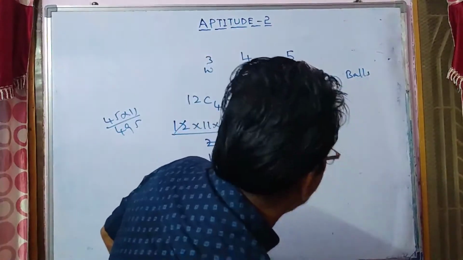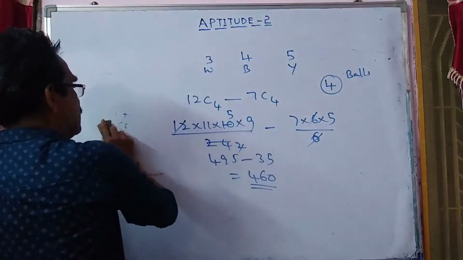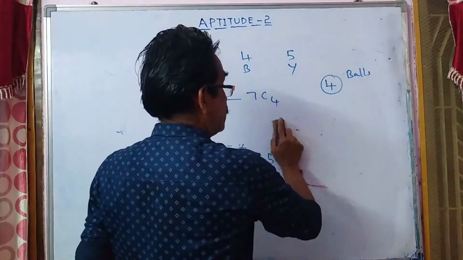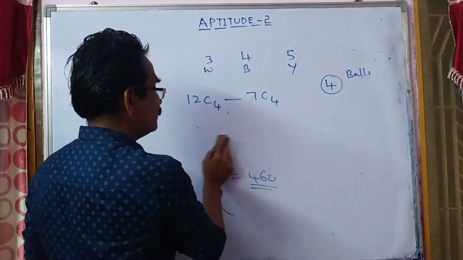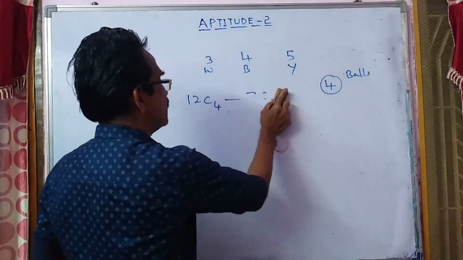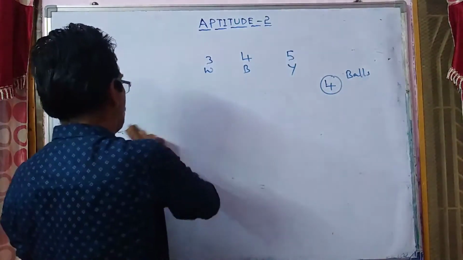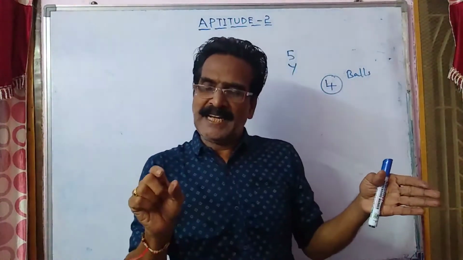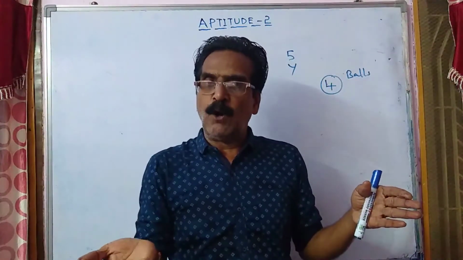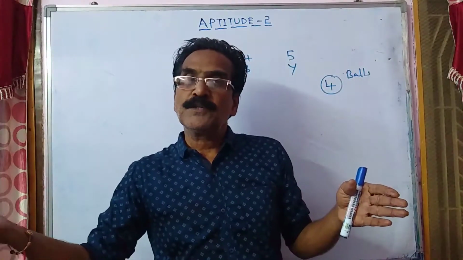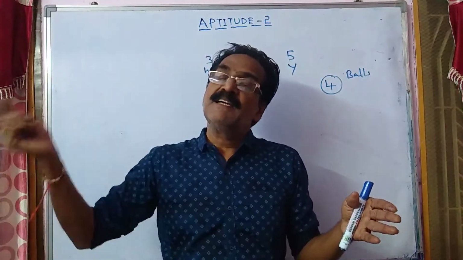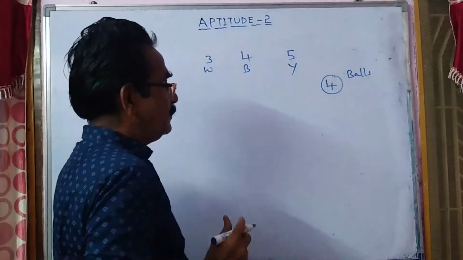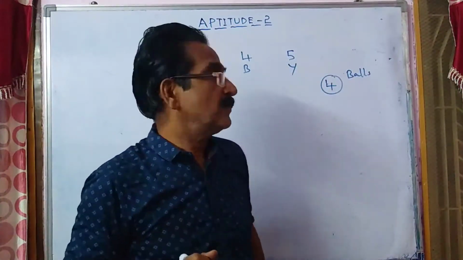This problem can be done in another way also, as we discussed in the previous problem. Problems like this can be solved in 2 ways. This is one way. Total selections 12C4 minus the number of selections without yellow gives you the remaining selections will contain at least one yellow. Okay, this problem you can do in another way also.